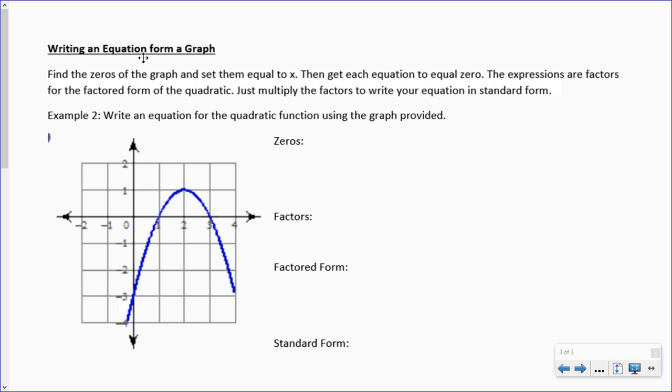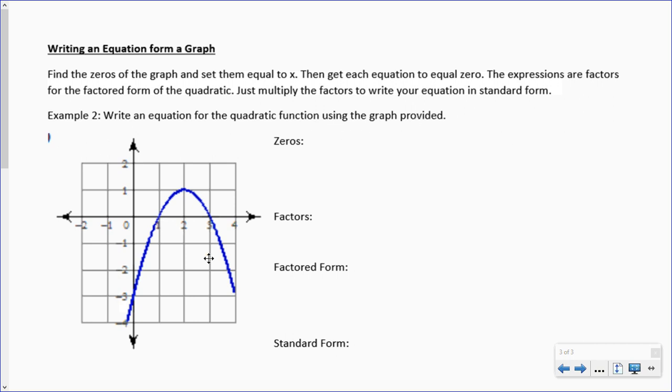So, writing an equation from a graph. Find the zeros of the graph and set them equal to x. Then find the equation to equal 0. The expressions will be your factors, and so on. This is a lot of writing. So, example 2: write an equation of the quadratic function using the graph provided.